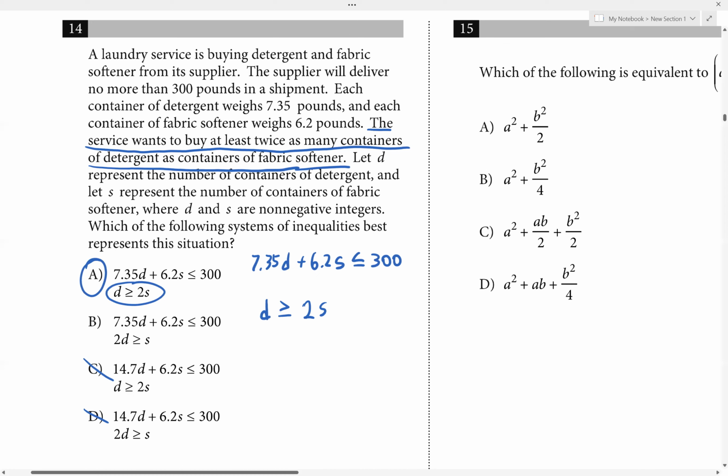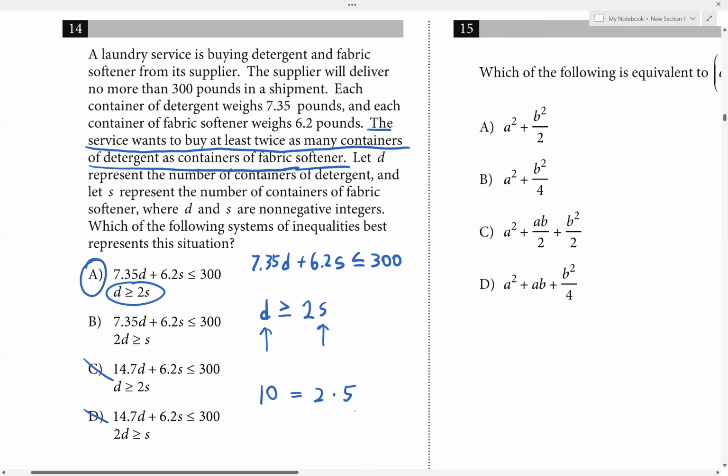So think about this. We buy twice as much detergent compared to softener, so the amount of detergent should be at least double. D is a bigger number, and S is a smaller number. So to write it as an equation, we do 2 times S equals D. Let's think about if they're equal. Let's say we have 5 softeners, then how many detergents should we have? We have to have 10. So that 10 equals 2 times 5.